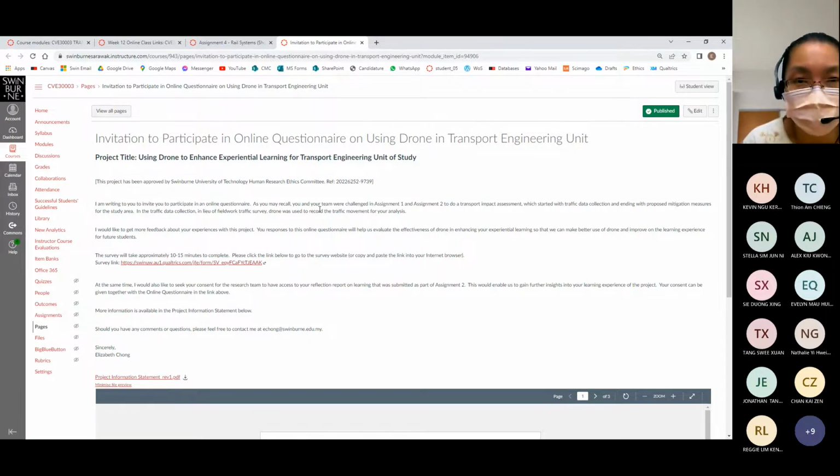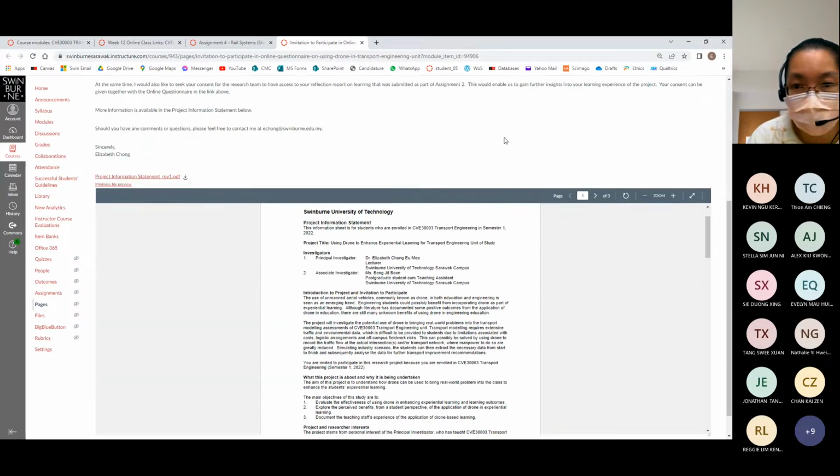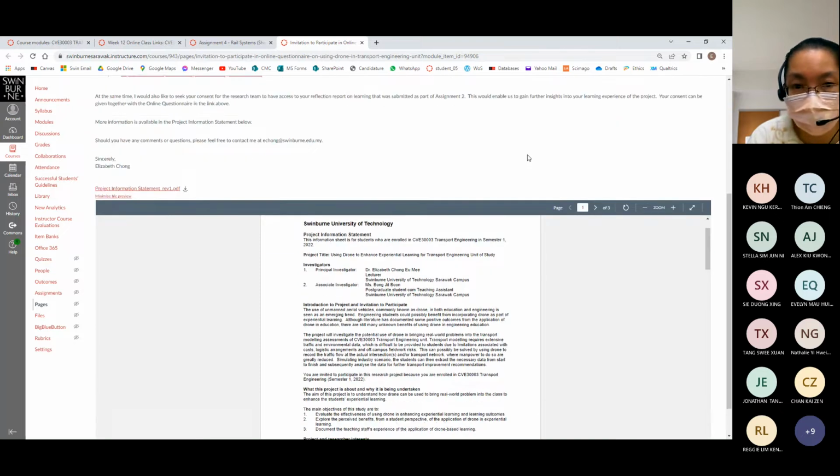tell and inform back to Swinburne, look, the money that you have given to purchase the drone was actually used for the benefit of the students, that is you, and hopefully whatever experience that you have, we can inform back to the management and let them see the money that they have invested has this output. All right, so I'll just go through with you a little bit on the project information.